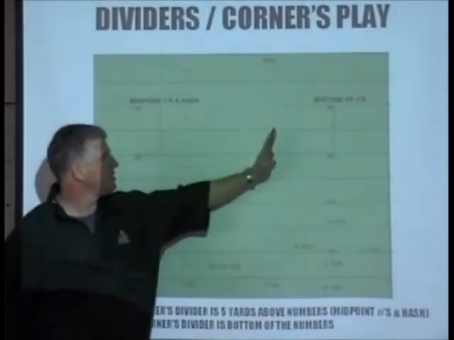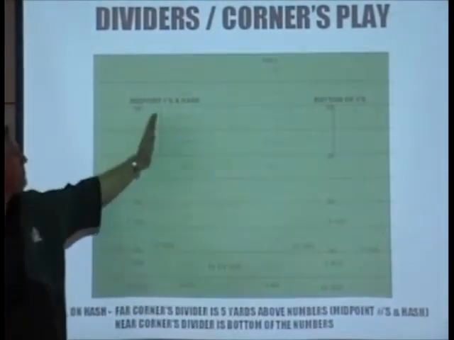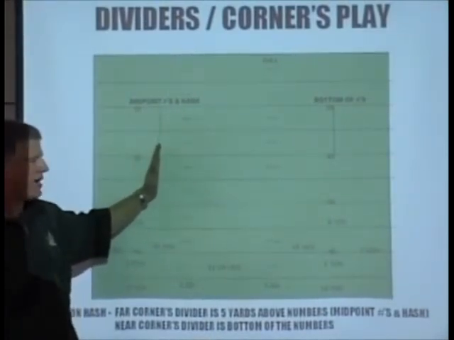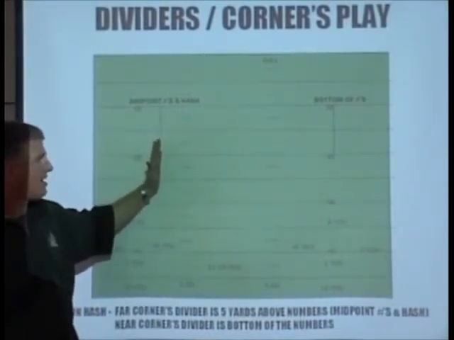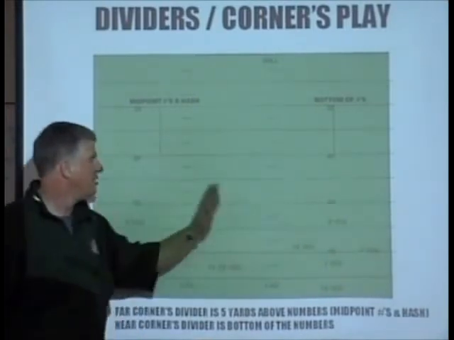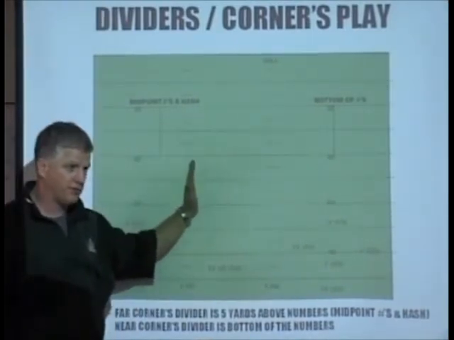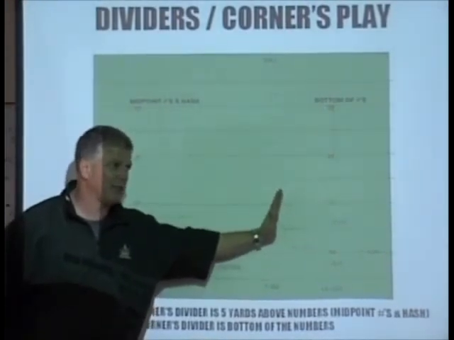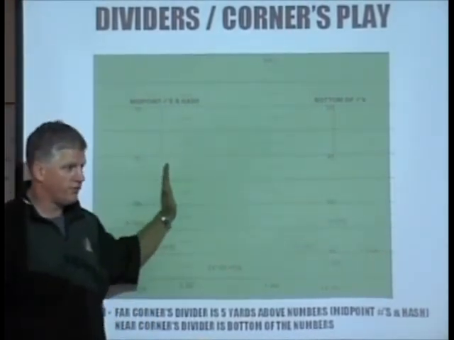So now we're saying the ball's on this hash. I am at the midpoint between the numbers and the hash, 5 yards from the numbers. That's the midpoint. There's my divider, right? Free safety's going to be over here now. So my divider moved over, because the free safety's alignment is going to be where now? On this hash. He's going to line up over here. So it's got to move.